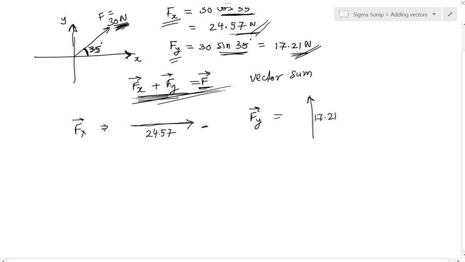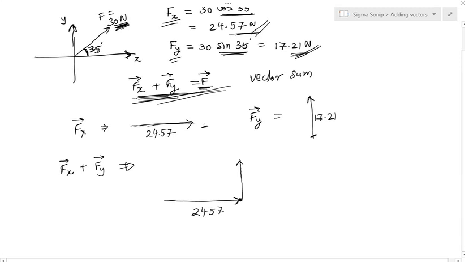Okay, when we want to add two vectors, Fx and Fy, what we do is we draw one vector after the other, with the second vector starting from the tip of the first vector. So this is my Fx. Let me draw the Fx here. The length is 24.57. And then from the tip of this first vector, I need to draw the second vector. The second vector is Fy. So that is my second vector, I draw it here.